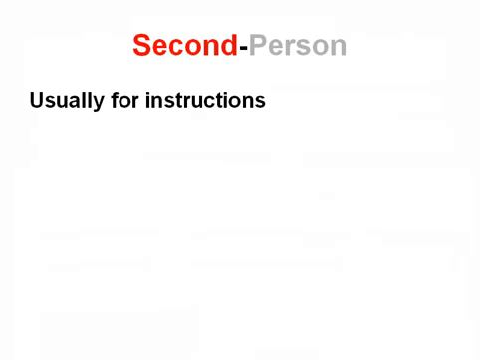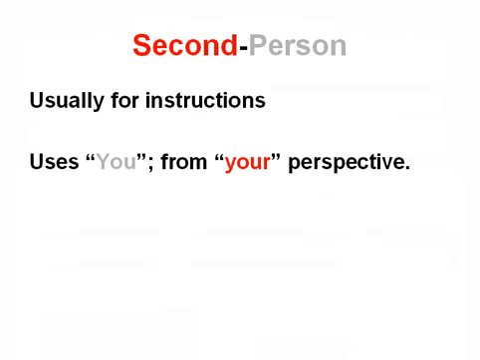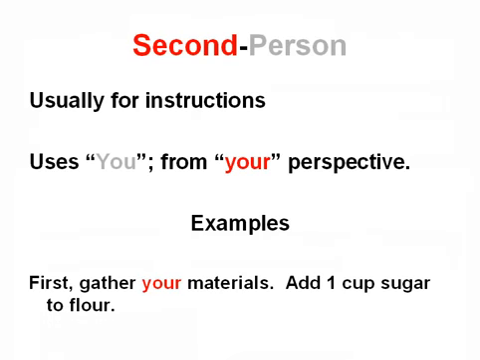Second person. Second person narration is usually used for instructions. It uses you from your perspective. For example, first gather your materials. Add 1 cup of sugar to flour. So instructions or recipes are frequently written from second person perspective. That is to say, you are the agent in the sentences.